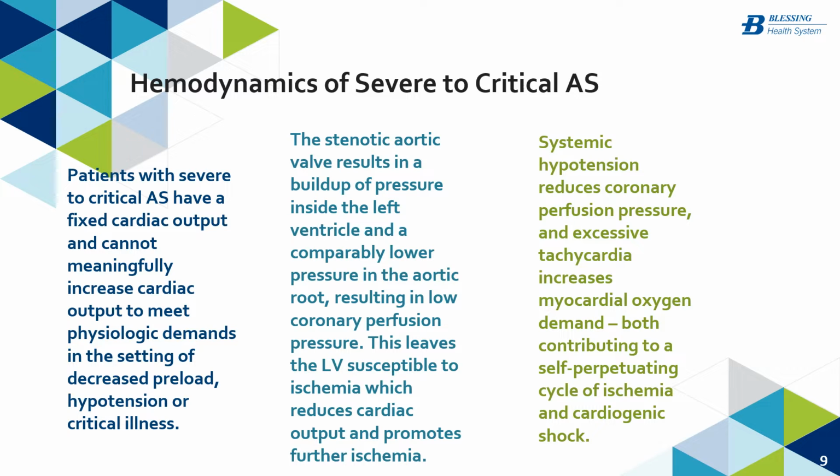The other thing is that when you have systemic hypotension, you obviously have reduced perfusing pressure and reduced coronary perfusion, but then you also have tachycardia as a compensation. The excessive tachycardia increases your myocardial oxygen demand, and with the low coronary perfusion pressure and the increased heart rate, they both contribute to this cycle of ischemia and cardiogenic shock. So you can very quickly get into trouble if you don't manage blood pressure and preload in patients who have severe to critical AS.